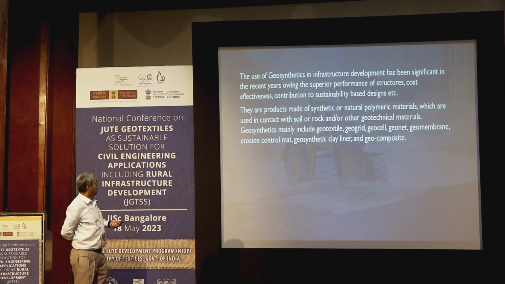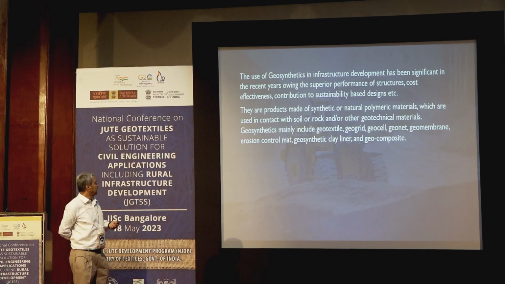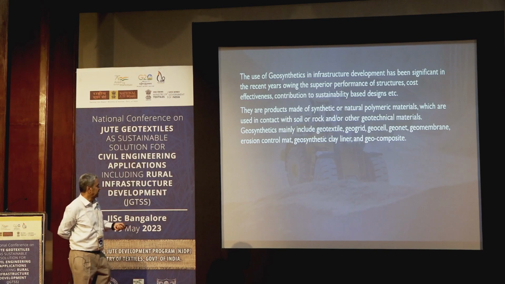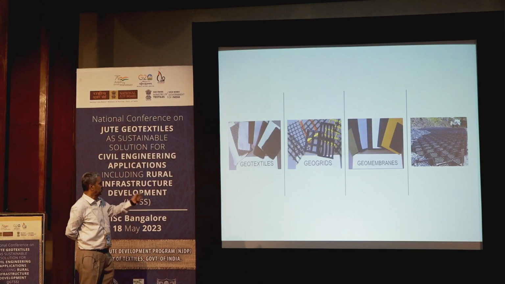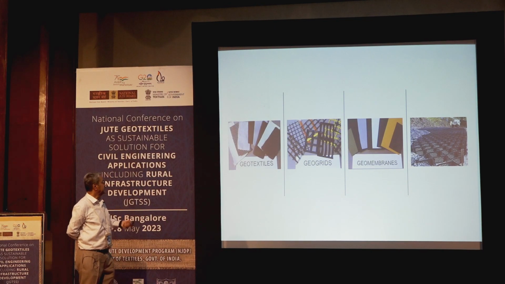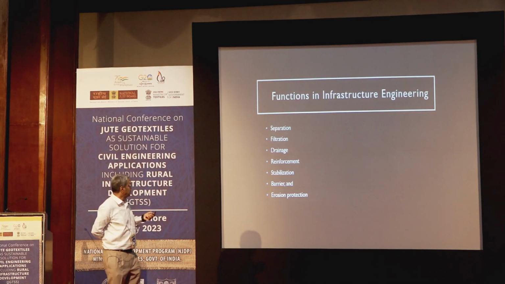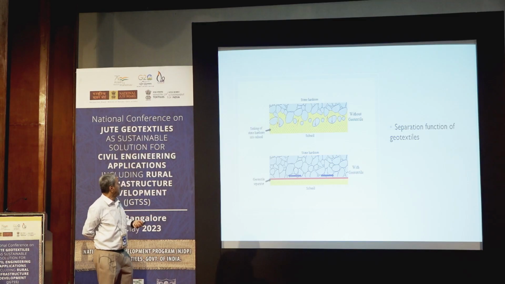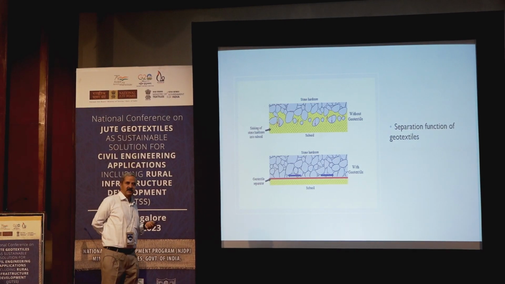So these are all essentially products of polymers, and we have varieties of products like geotextiles, geogrids, geocells, geonets, geomembranes, and all of that. You can see some of them here: geotextiles, geogrids, geomembranes, geocells. One important thing that we should recognize is that there are various functions: separation, filtration, drainage, reinforcement, stabilization, barriers, and erosion protection. Some of these functions are so important.